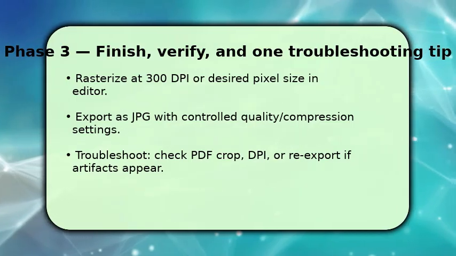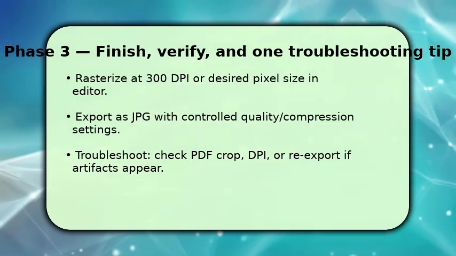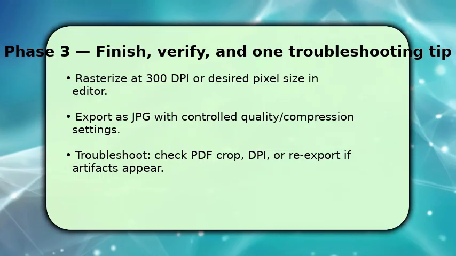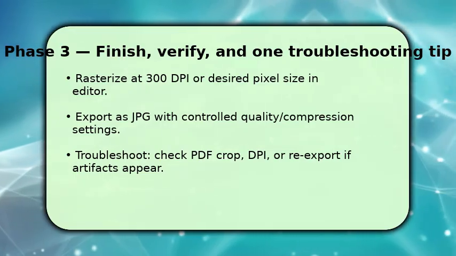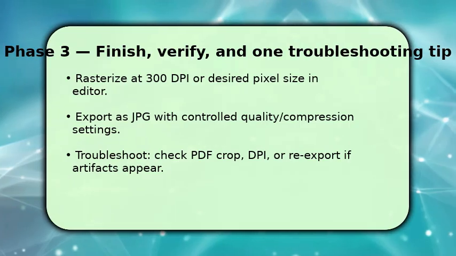Use 80-100% for text-heavy images. If you see blurring or artifacts, make sure the PDF export had correct scaling, recheck DPI settings, and re-export.